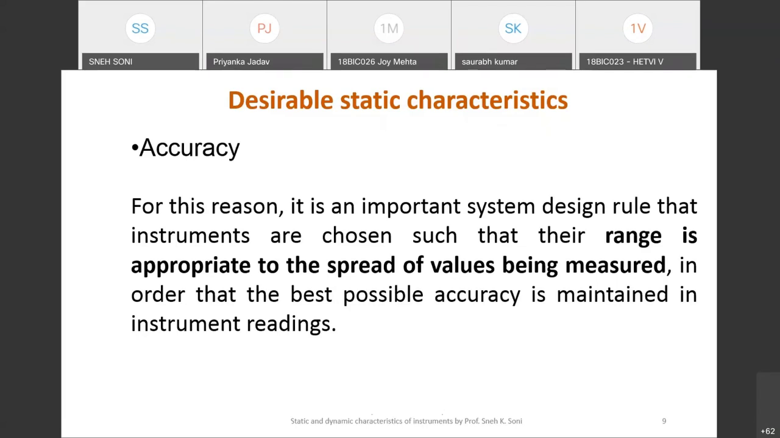Accuracy is in reference to full scale. So if your sensor range is more and you are measuring a lesser range, then it will have more inaccuracy.